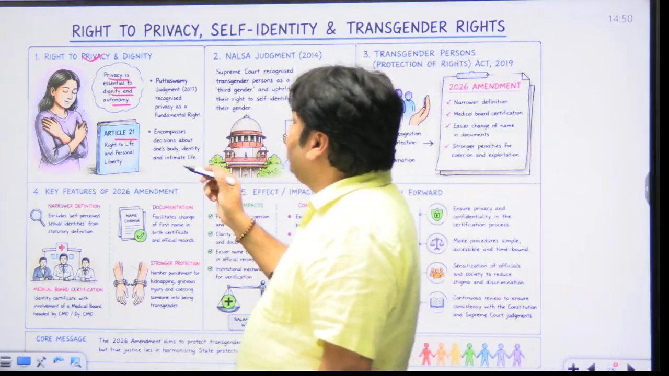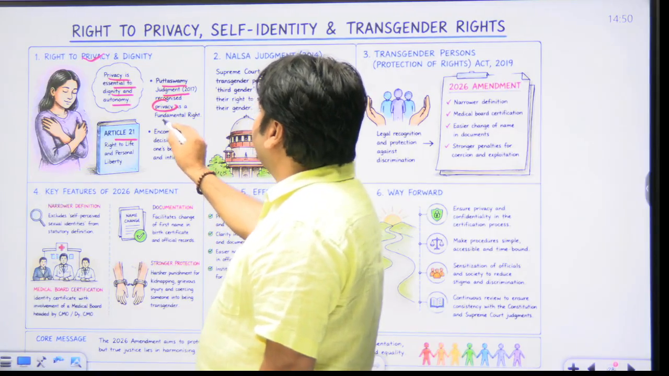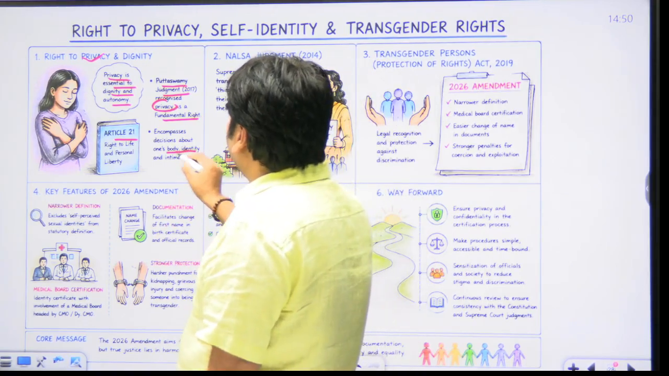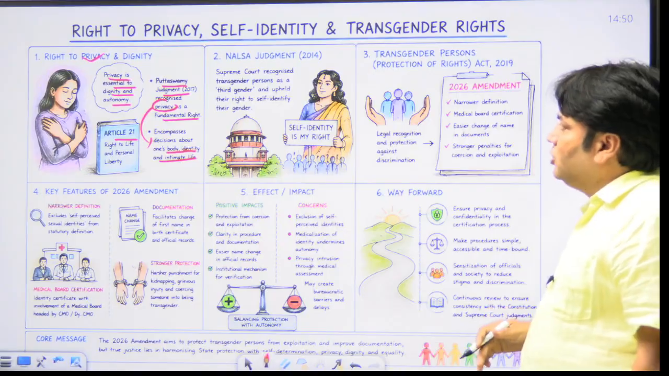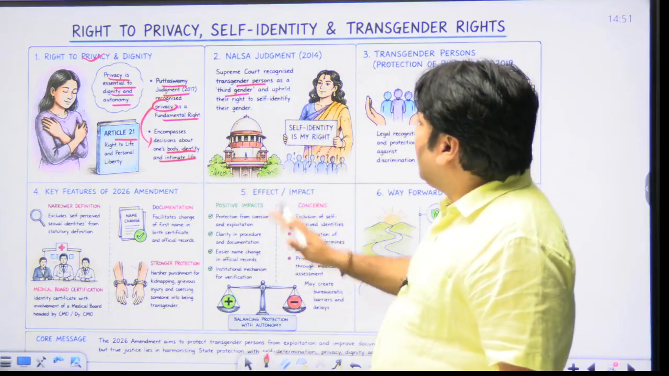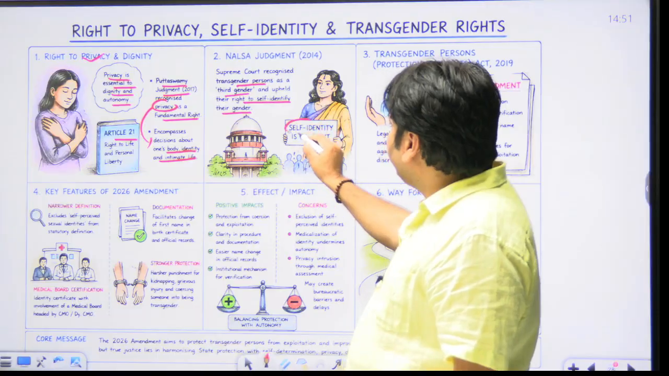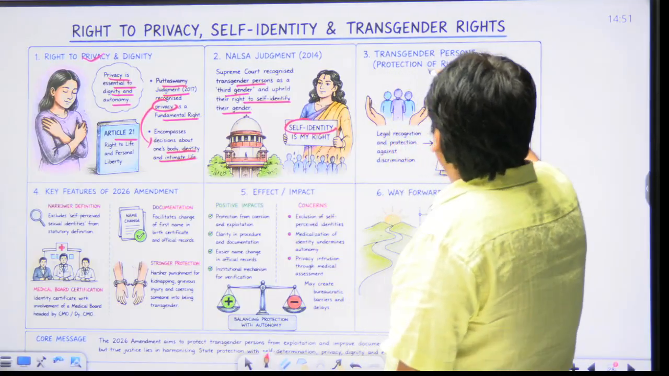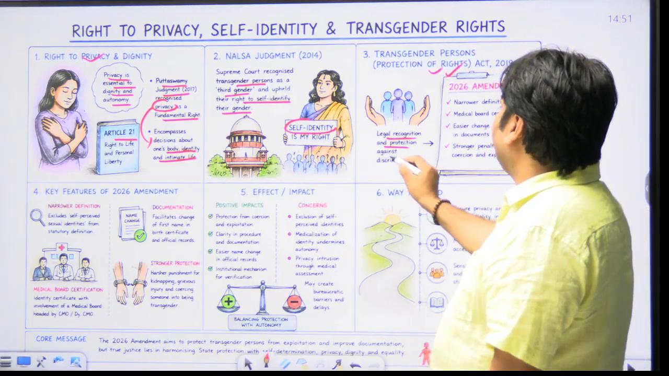Here, on right to privacy and dignity, I have talked about the Puttaswamy judgment 2017. It recognized privacy as a fundamental right, okay, and it encompasses decisions about one's body, identity and intimate life. Now the NALSA judgment 2014, the Supreme Court recognized transgender persons as third gender and upheld their right to self-identify their gender. So this self-identifying of gender is the most important point here from the NALSA judgment 2014, right? And the Transgender Persons Protection of Rights Act 2019, okay. What happened? Legal recognition and protection against discrimination.